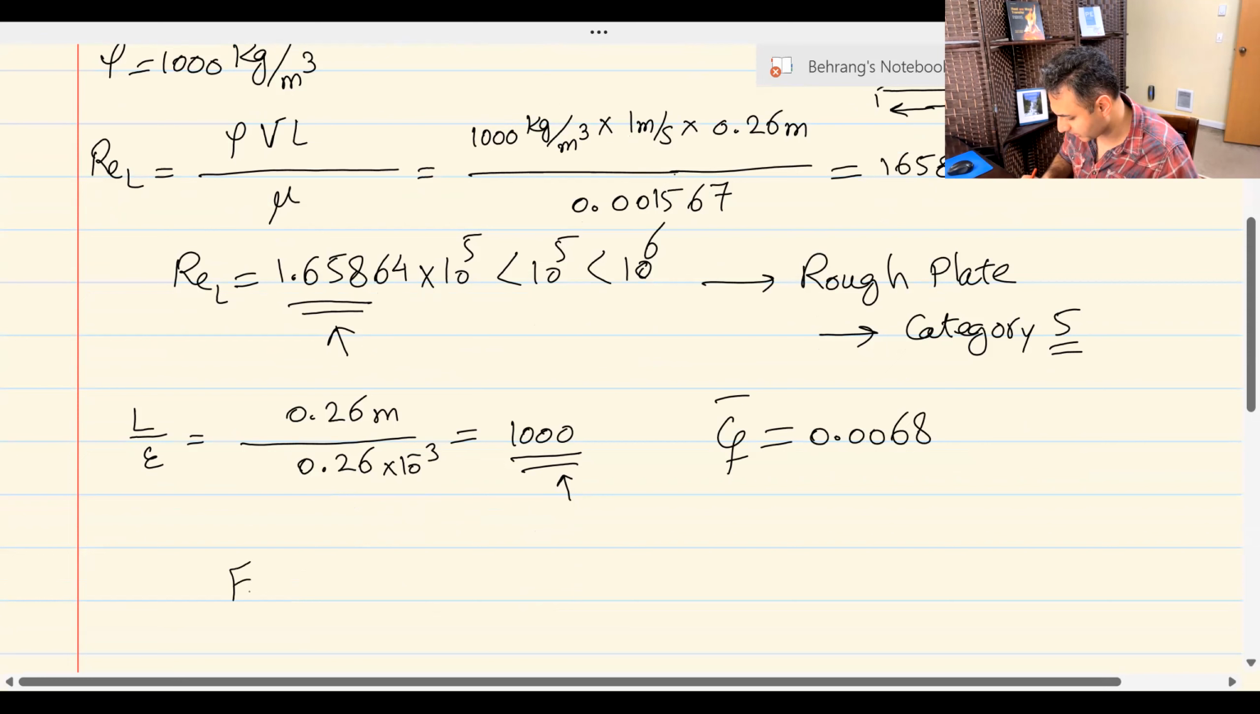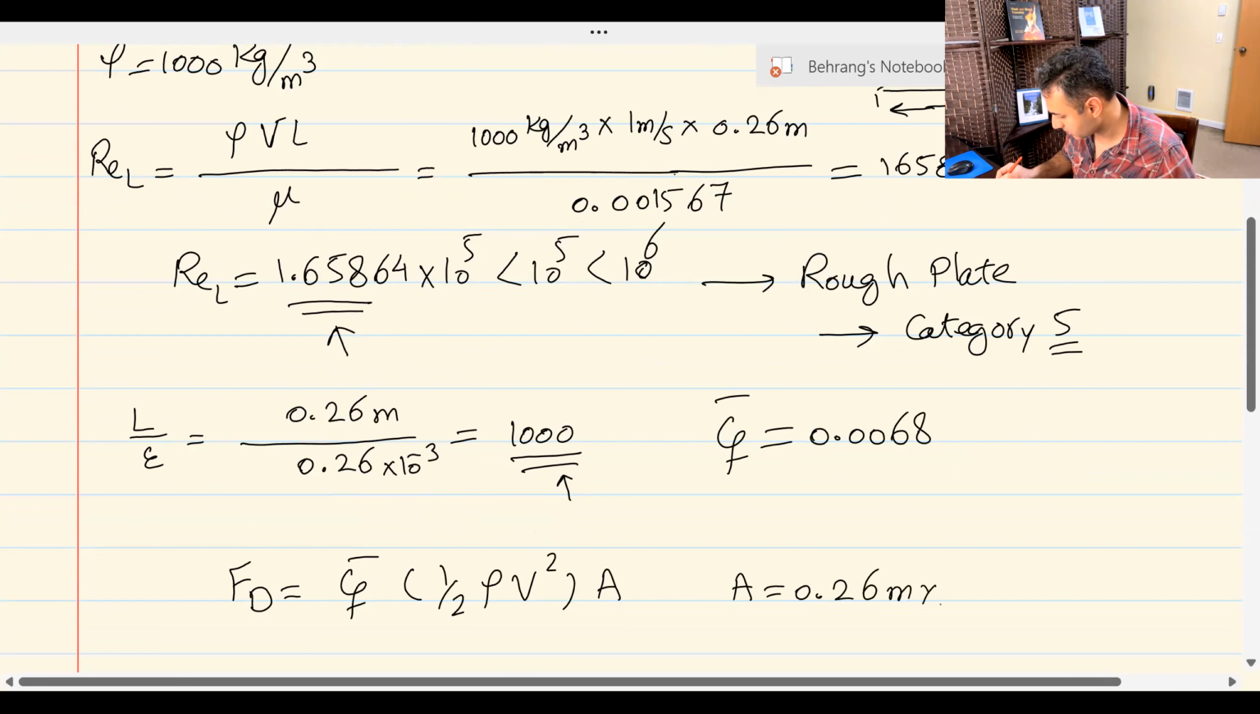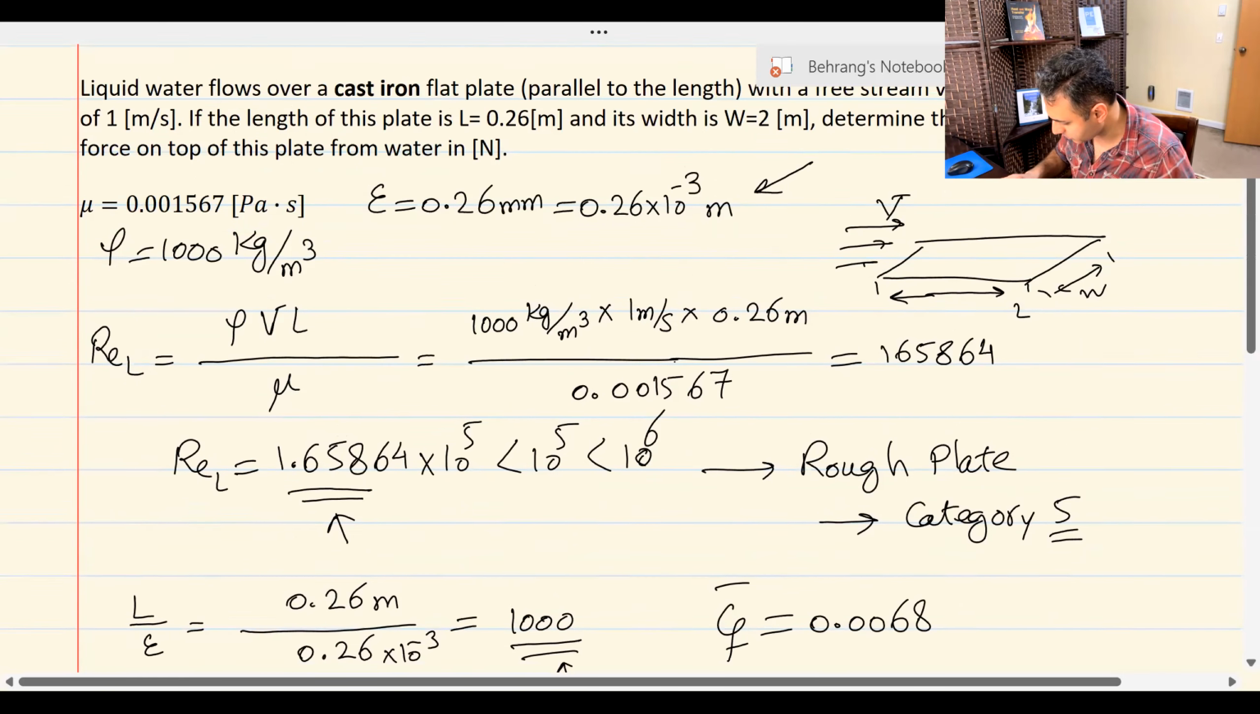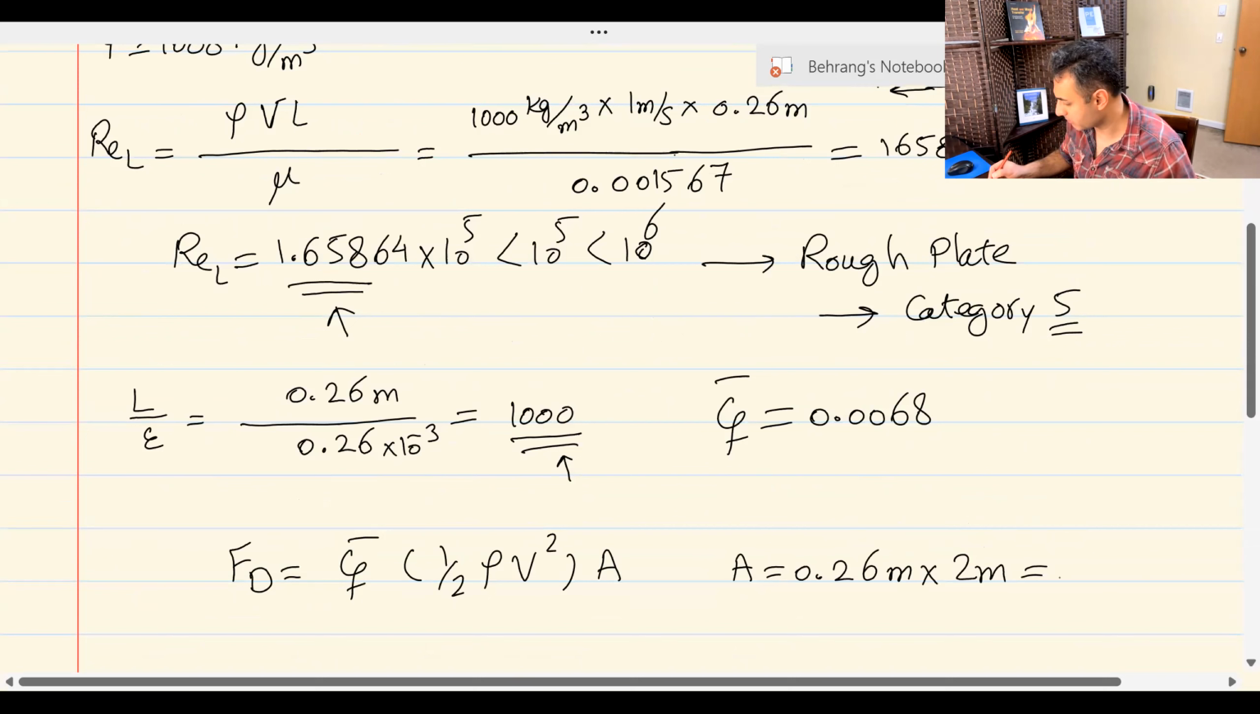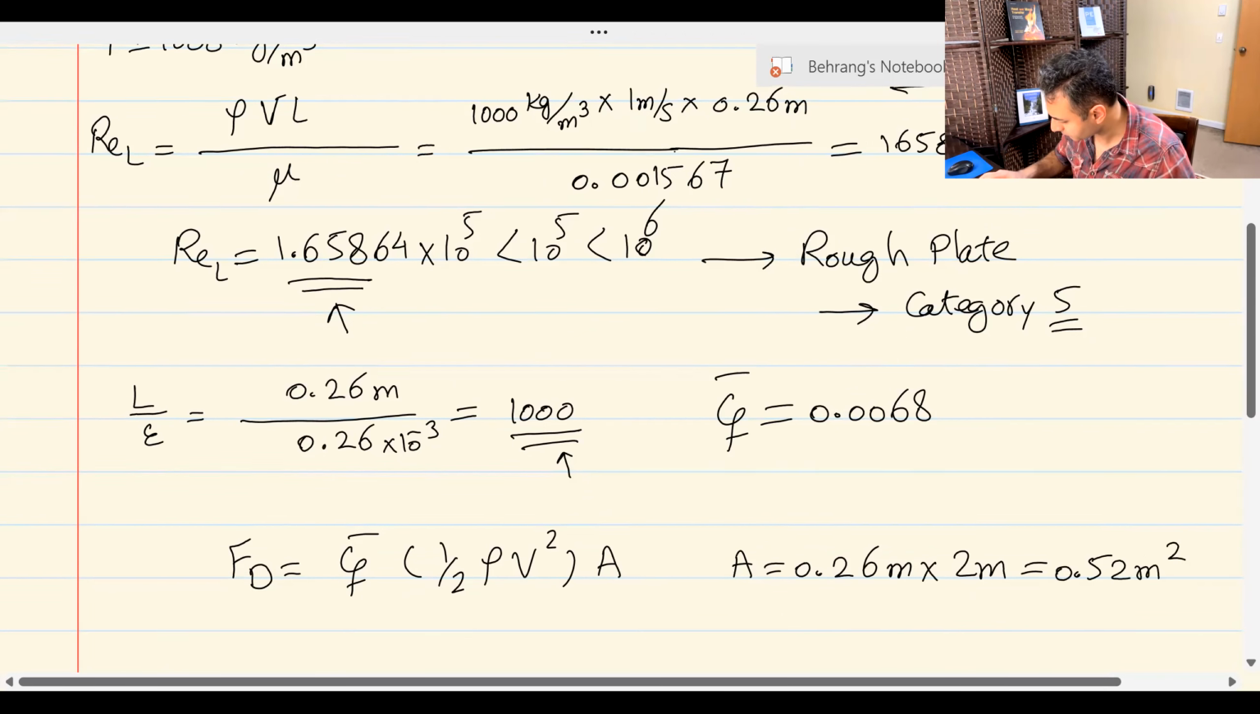In order to calculate the drag force, we go back to the basic equation: the average friction coefficient times dynamic pressure, like this, times the area. Area in this case is basically 0.26 meters times 2 meters, from what I remember. Let me double check that to make sure that everything is good to go.